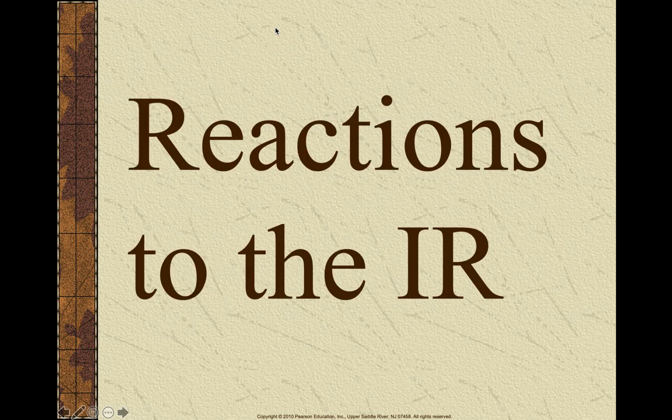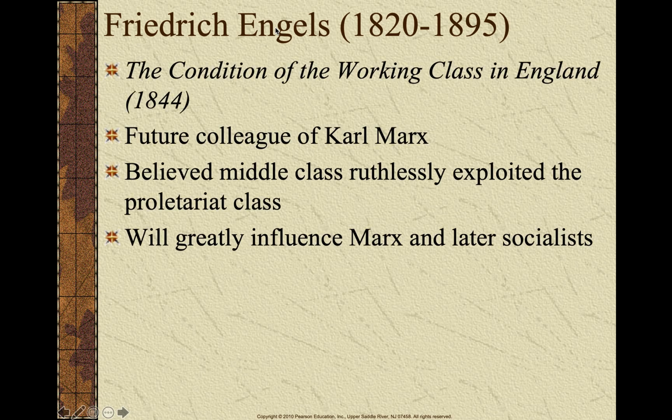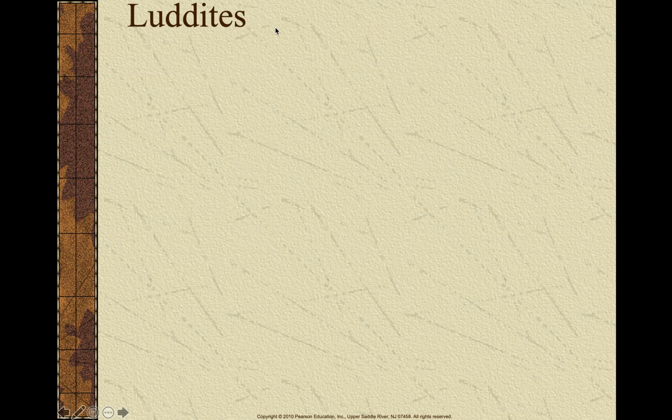Let's continue. All right, so let's talk about some of the reactions to the Industrial Revolution. One of the first and most influential reactions we're going to see is from Frederick Engels. He's going to write The Condition of the Working Class in England. He's going to be a future colleague of Karl Marx. We'll talk more about him with the Communist Manifesto, ladies and gentlemen. But he believed that the middle class really ruthlessly exploited the proletariat, and he's going to be a very influential figure to Karl Marx, and to later socialists, which is what we're talking about. So just make a note of Frederick Engels, ladies and gentlemen. Very important individual for us.